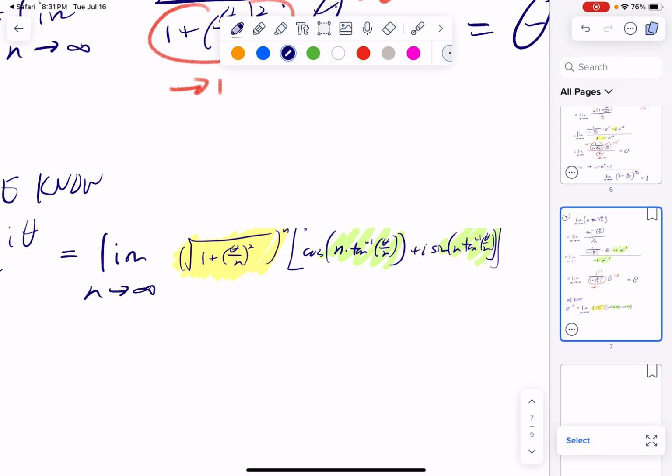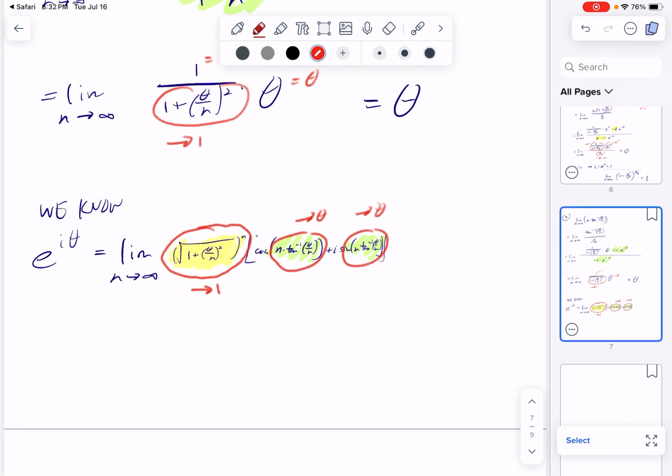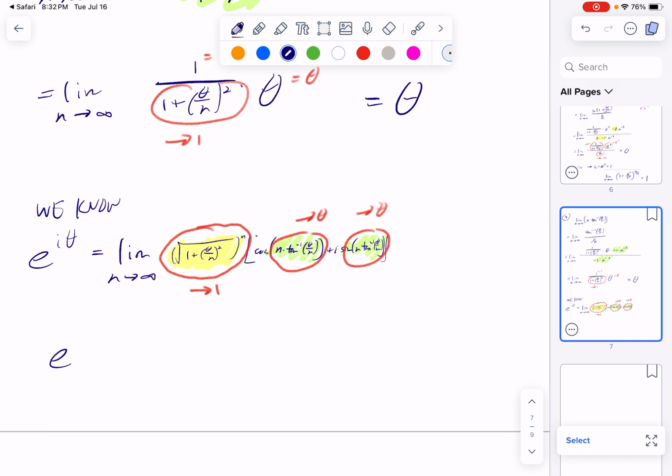In limit number 1, we learned that this r in front, as n goes to infinity, approaches 1. In limit number 2, we learned that this argument approaches theta. So the limit of this whole thing, what we're finding is that e to the i theta is 1 times cosine of theta. Don't even need those parentheses. Plus i times sine of theta. Don't even need that 1.